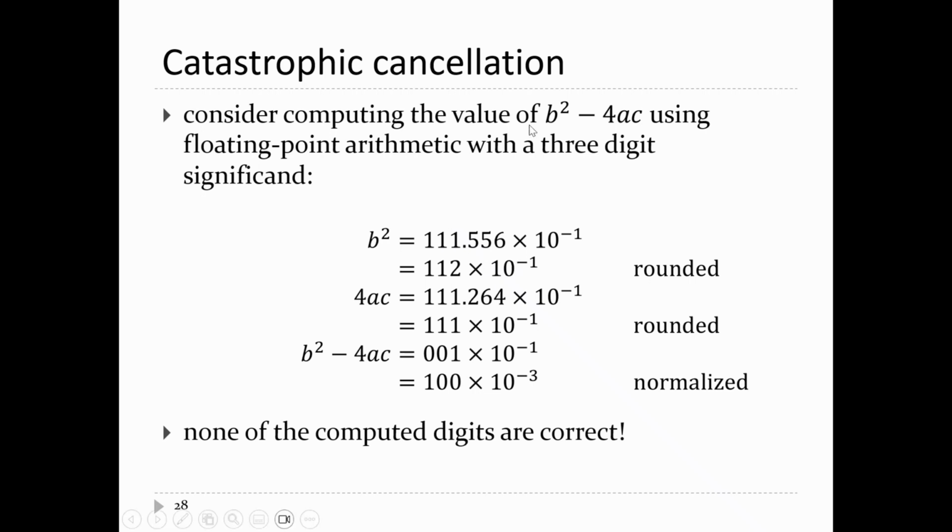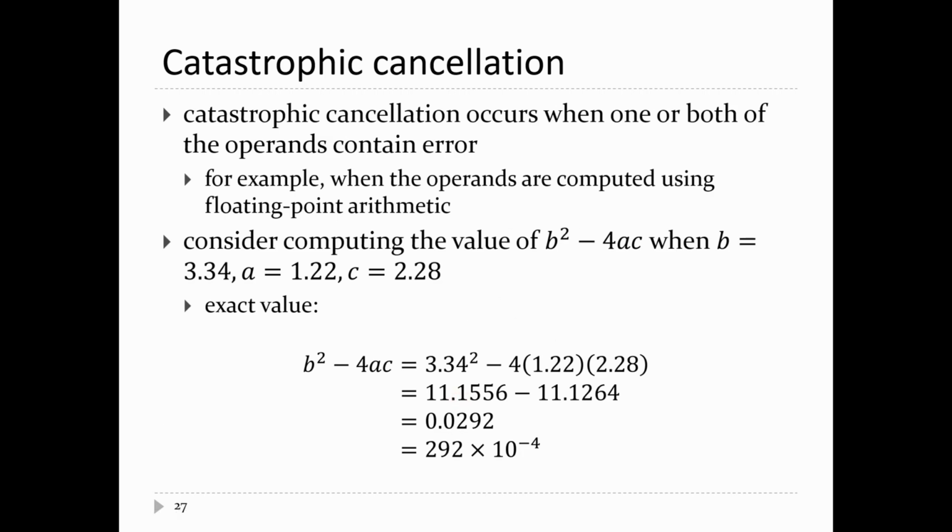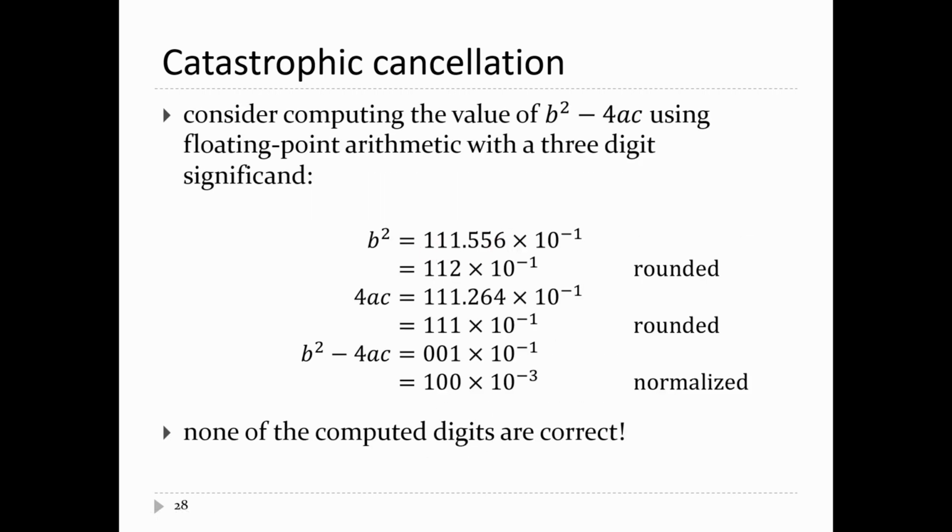So let's multiply out b squared. That's just 11.1556, which is 111.556 times 10 to the minus 1. I can't keep these 3 digits after the decimal point, so I'm going to round to get 112. For ac, it turns out it's 111 when you get down to 3 digits of significance. That exponent is the same as that exponent, so I can just take 112 and subtract 111 to get 1 times 10 to the minus 1. Convert that to our correct floating point format, so that's 100 times 10 to the minus 3.